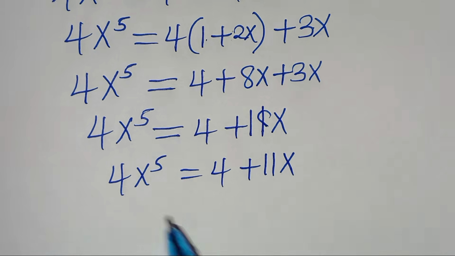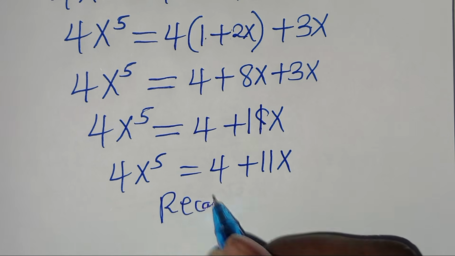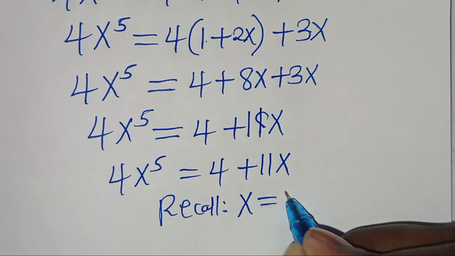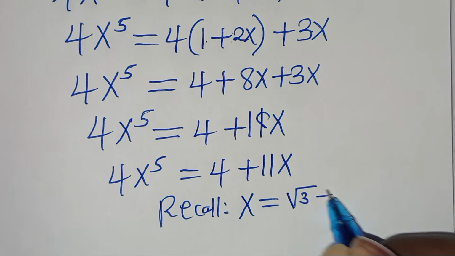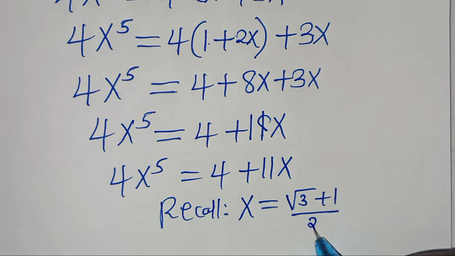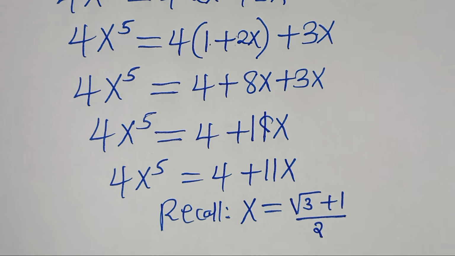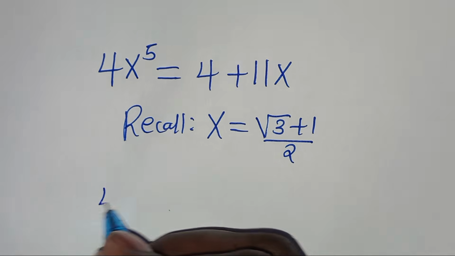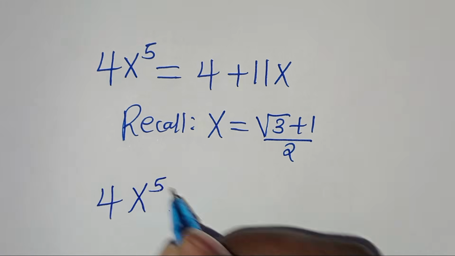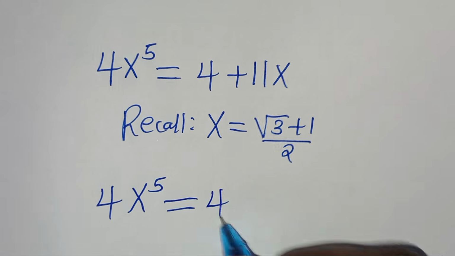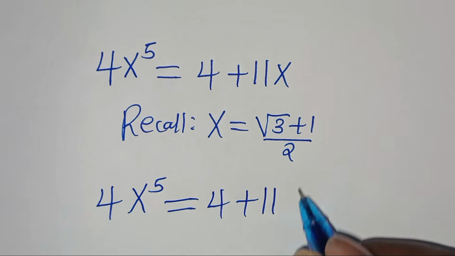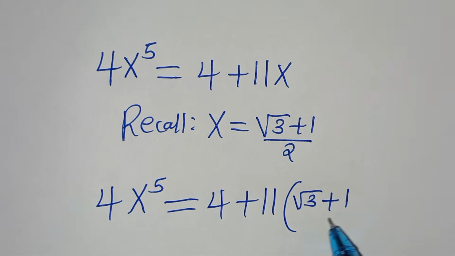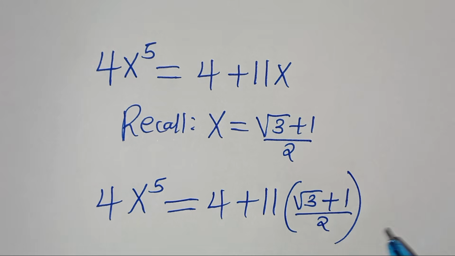But if you recall, we have that x is equal to square root of 3 plus 1 divided by 2. Let's substitute this. Now let's substitute x, so that we have 4x to the power of 5 equal to 4 plus 11 multiplied by square root of 3 plus 1 divided by 2, close the parentheses.